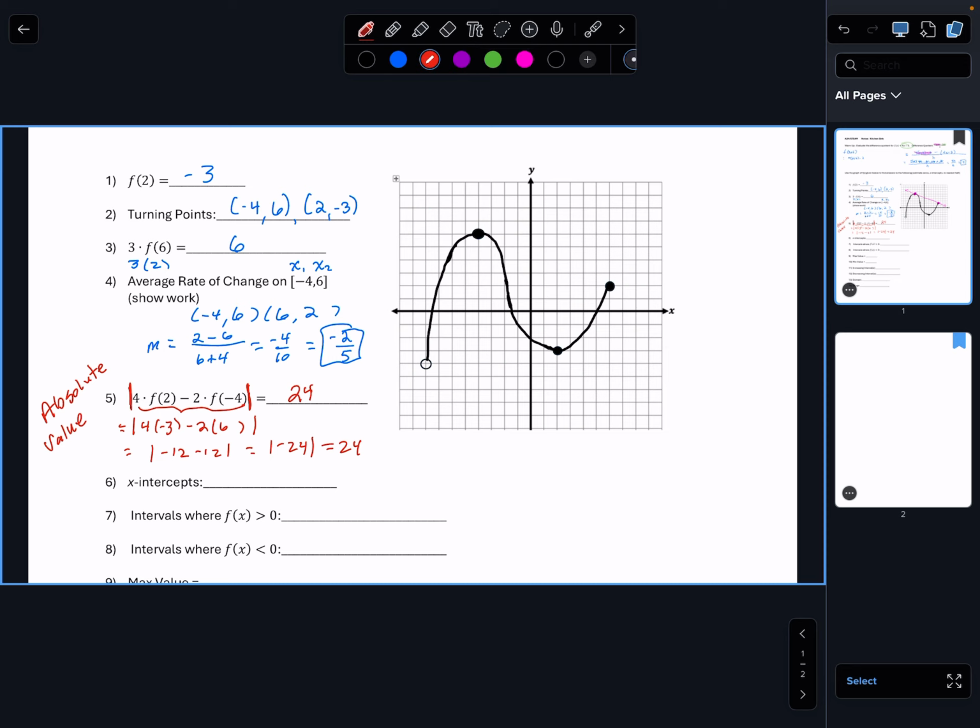For the x-intercepts, it is the x values where this crosses the x-axis. You can list them as ordered pairs or just single values. And you're just estimating when it's in between. So 1, 2, 3, 4, 5, 6, 7. So I would say it's a -7.5. And the next one's at -1.5. And over here, that's to the right at 5.